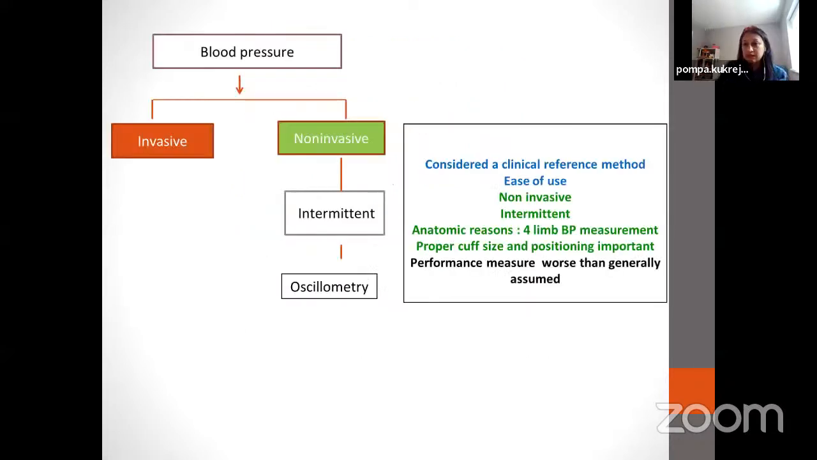Now, with regards to non-invasive, it is a clinical reference method. It is the most common blood pressure monitoring method that you use. It's easy, it's non-invasive, but the problem is it's intermittent. So if you want continuous blood pressure or the beat-to-beat variability, you're not going to get it with the non-invasive.